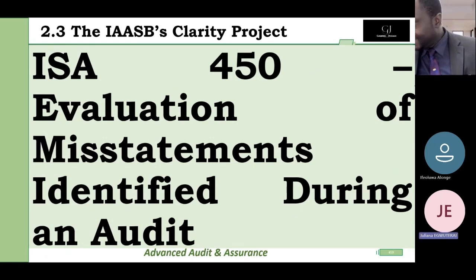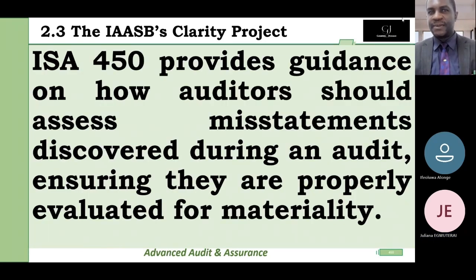Yes, okay. So let's run now to ISA 450, Evaluation of Misstatements Identified During an Audit. I believe this ISA is going to be tricky. Okay, so let's briefly look at the summary. It provides guidance on how auditors should assess misstatements discovered during an audit, ensuring they are properly evaluated for materiality.